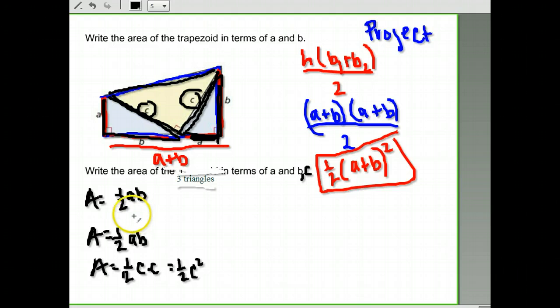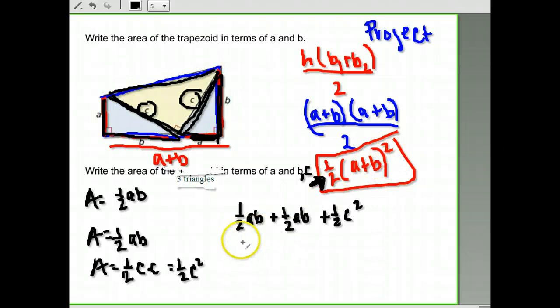Okay, so here are my 3 triangles. If I add them together, I'd have 1/2 AB plus 1/2 AB plus 1/2 C squared. Alright, so do you have those down as we go to our last page? So the area of the trapezoid, if we used a trapezoid, was 1/2 times A plus B squared. And if we looked at it in each of the 3 triangles, we had 1/2 AB, another 1/2 AB, and a 1/2 C squared.